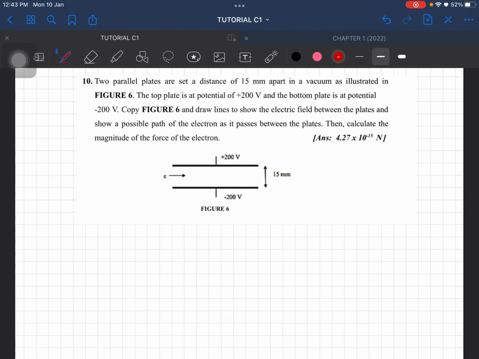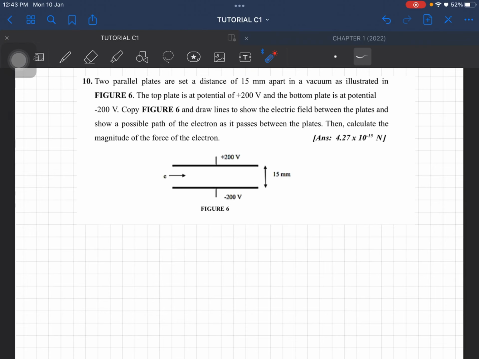Right, last question. Two parallel plates set a distance of 15 millimeter apart in a vacuum. The top plate is at a potential of positive 200 volt and the bottom is at negative 200 volt. Copy the figure and draw lines to show the electric field between the plates and show a possible path of the electron as it passes between the plates. Then calculate the magnitude of the force of the electron.